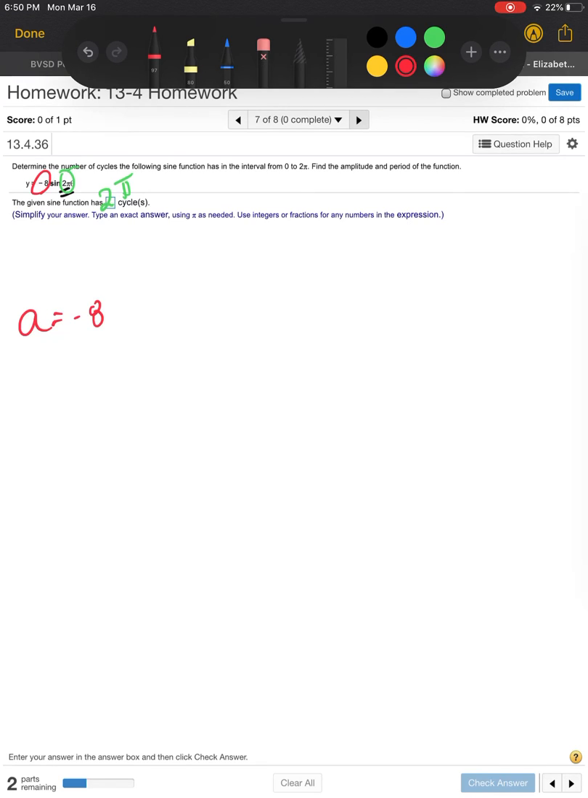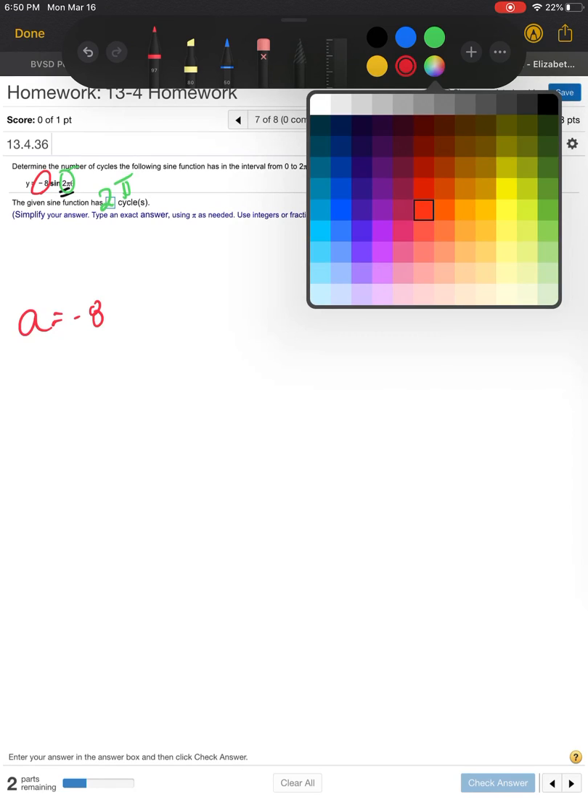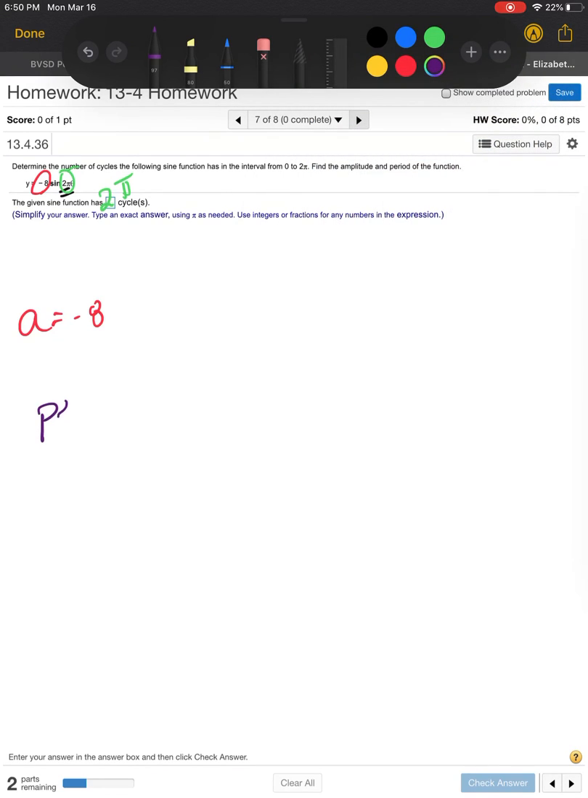And then we would need to find the period. And again, the period is equal to 2 pi over b. And we know that b is 2 pi. So period equals 2 pi over 2 pi, which is equal to 1. And then we would just type those into the prompts.